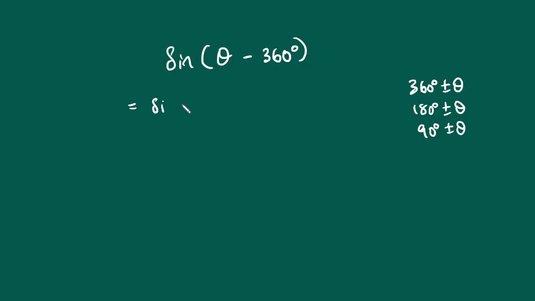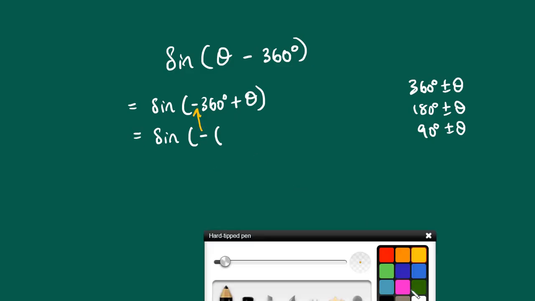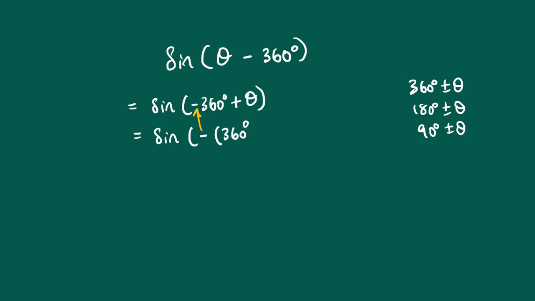So we're going to write this as sine, then you write negative 360 degrees, and then you write the plus theta here, because it's plus here, isn't it? Now what is the next thing we do? I told you that you write sine, you open a bracket, you write a negative, and then you open a bracket. Now you say, what is negative times negative? That should be positive, so you're going to have positive 360 degrees.